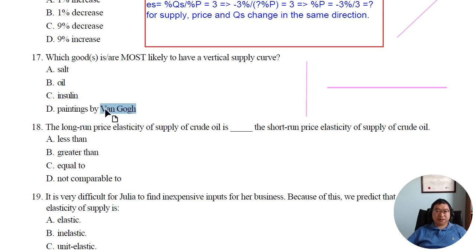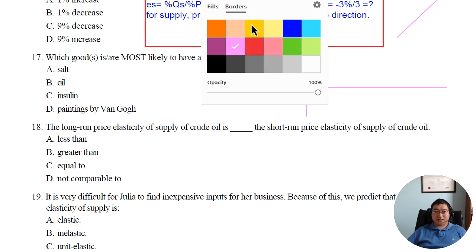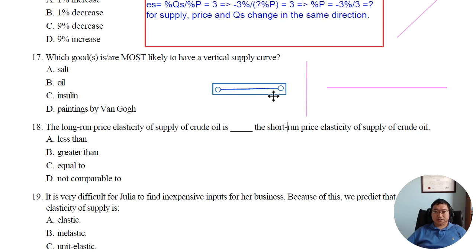Now, paintings by Van Gogh. Van Gogh has passed away. Nowadays Van Gogh's paintings are worth a lot, right? You can decrease the price, you can increase the price. The supply is limited because he's no longer here. He can no longer produce more paintings. So obviously, that's the one with a vertical supply curve.